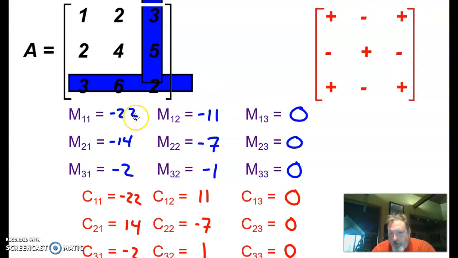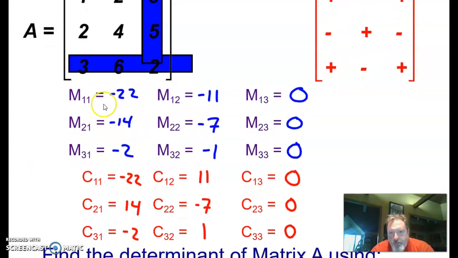Multiply them by positive 1. So negative 22 times positive 1 stays negative 22. Negative 7 right here in the middle times positive 1 is negative 7. 0 times positive 1, 0. And so you can see that the numbers in the four corners and the middle, the cofactors, are the same as the minors. So here's my four corners and the one in the middle. And you can see that they stayed the same.